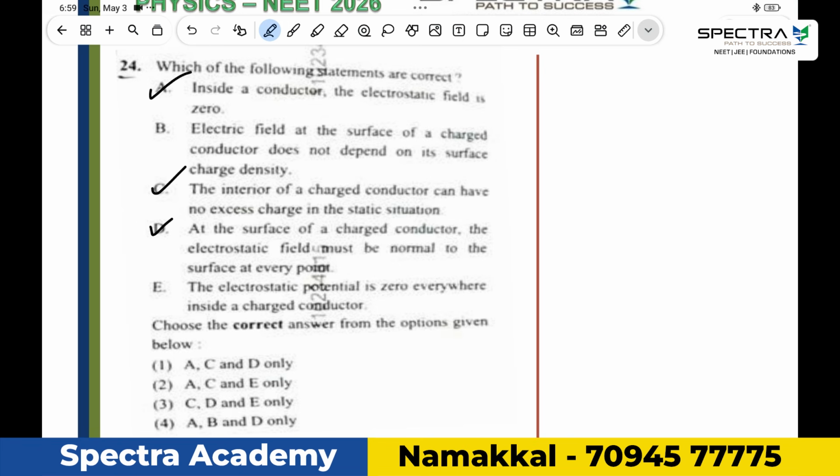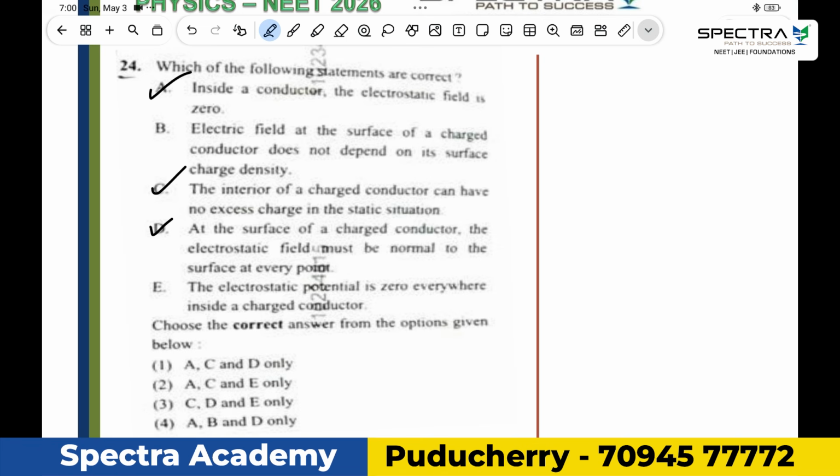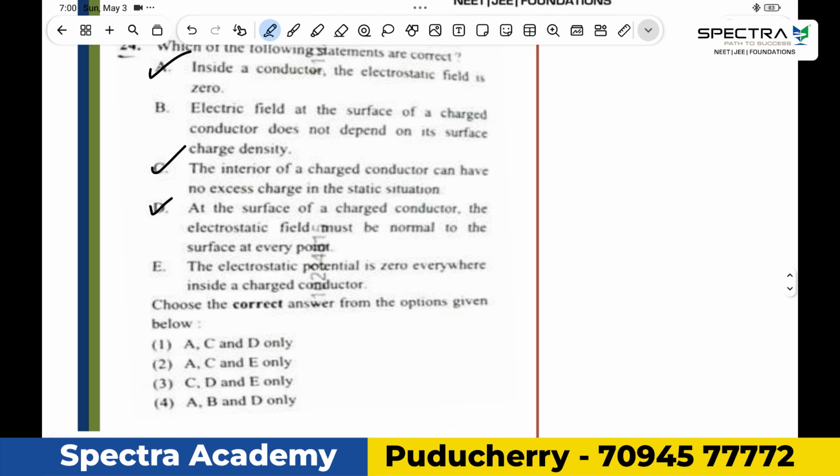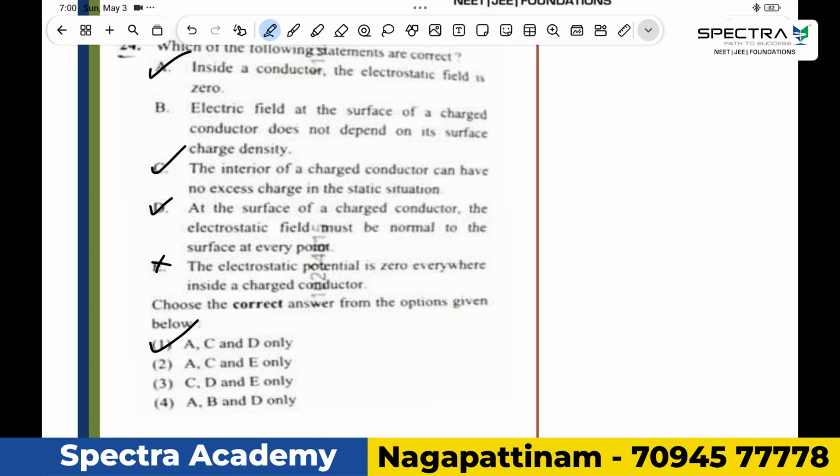Yes, that is true, because you know that under electrostatic condition, the electric field is normal to the surface of the conductor. So, looking at this, we don't have to read E, because without reading E itself, we got A, C, D. But if you read E also: the electrostatic potential is 0 everywhere inside a charged conductor. That is wrong. For a charged conductor, the electrostatic potential is a constant value, equal to the surface value, kQ by R. So E is wrong. Your right option is A, C, D, so the first option is the right answer.